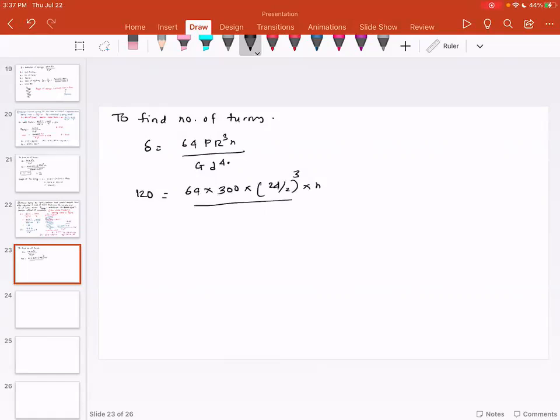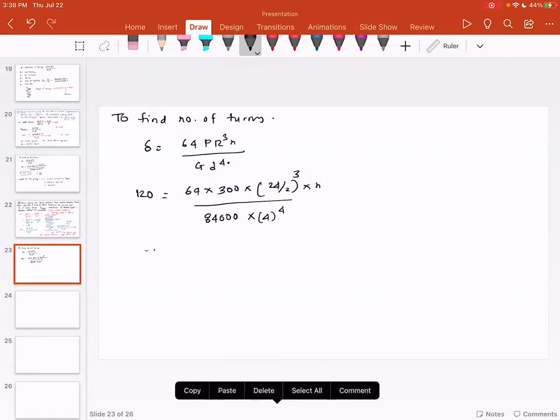divided by 84,000. And please note that the units have to be consistent. You cannot have millimeters and meters interchanging. Once you solve this, N you will get as 78. So the number of turns is equal to 78 turns.